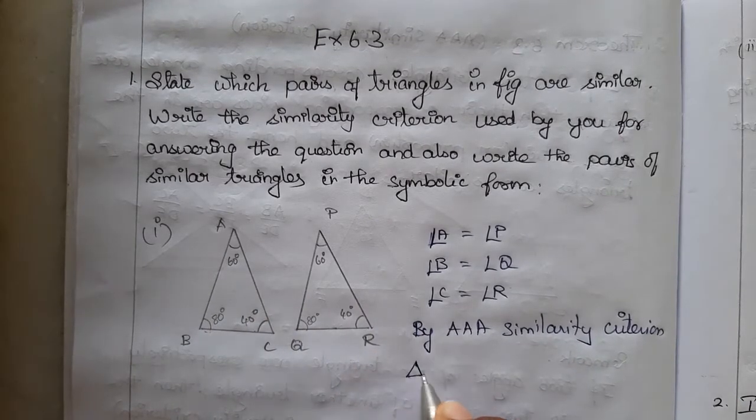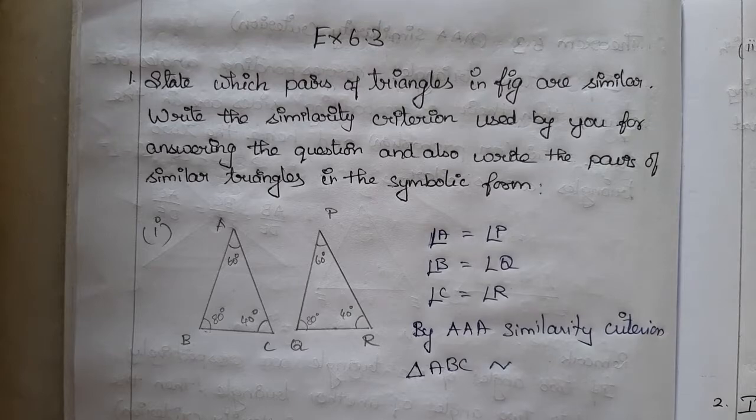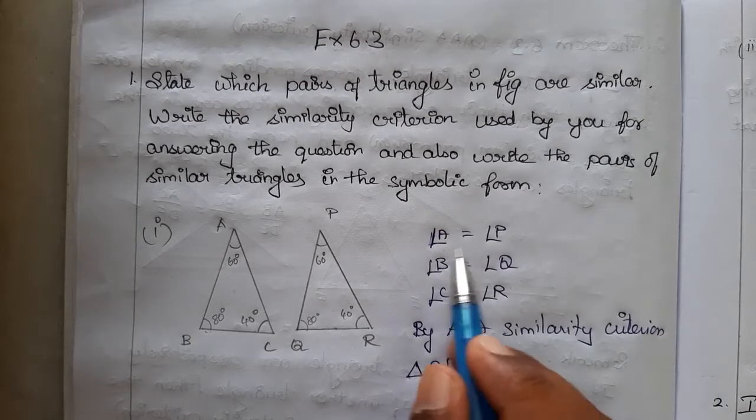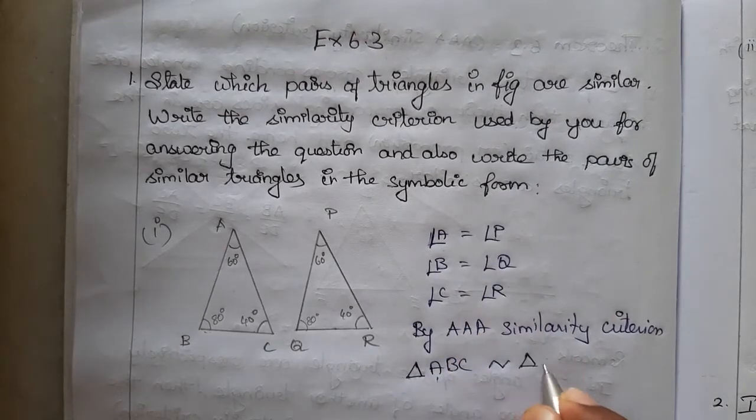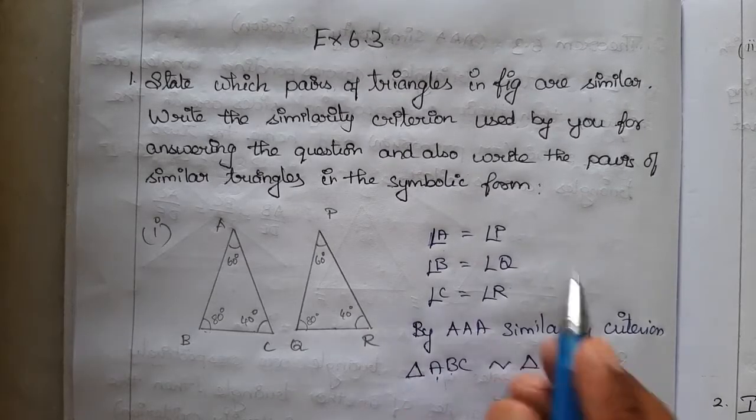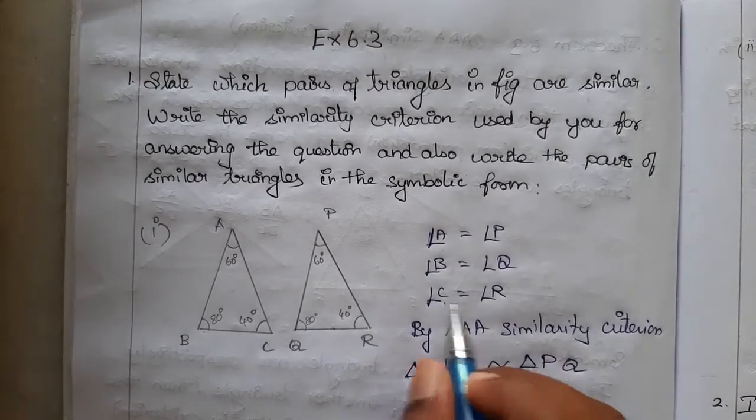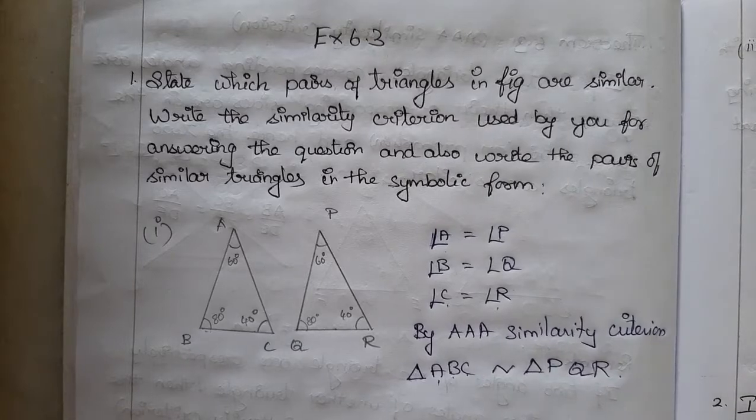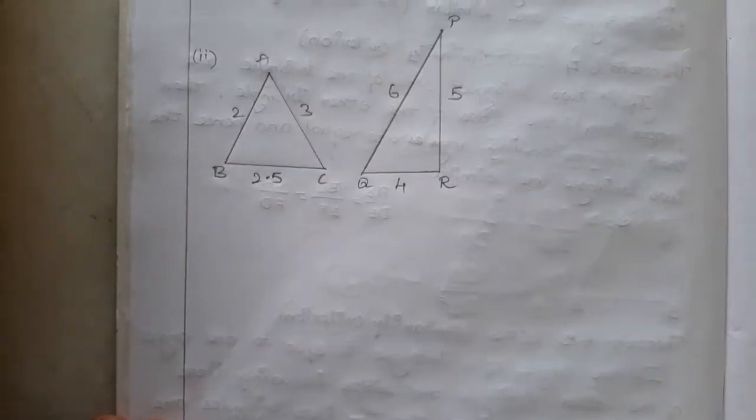So while writing the symbolic representation, we should be careful about the correspondence. So A is in the first place, and A corresponds to P, B is the second, B corresponds to Q, and C is the third, C corresponds to R. Right? Here we go for the next problem.